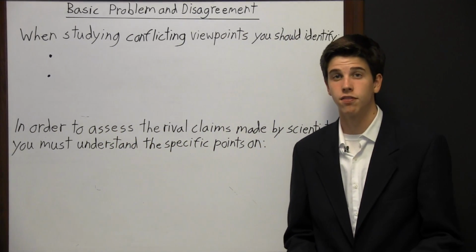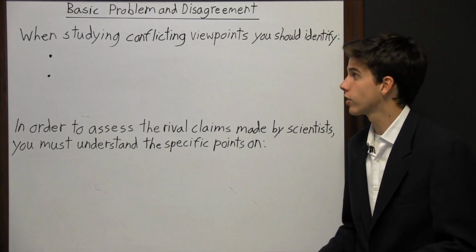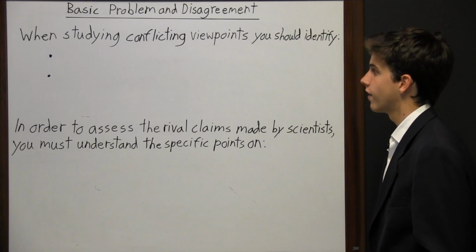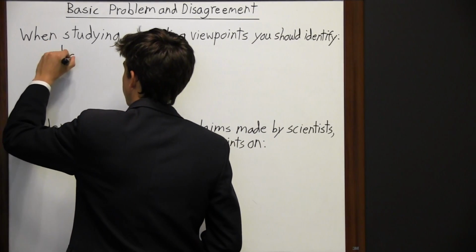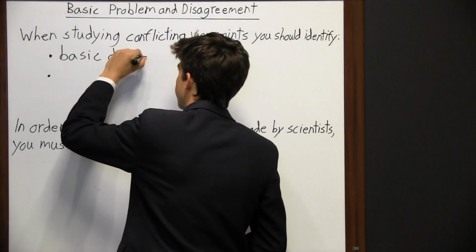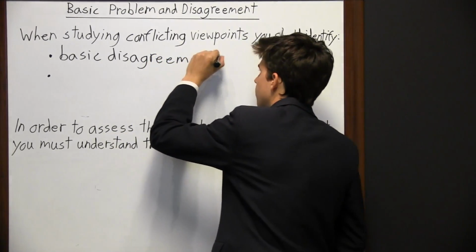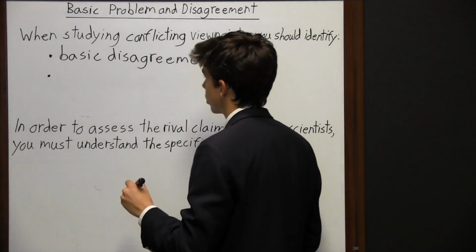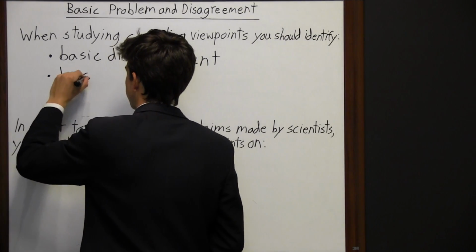ACT, Science, Conflicting Viewpoints. When studying conflicting viewpoints, you should identify two things. The first being the basic disagreement which is taking place. And the second thing you should identify is the basic question they are seeking to answer.